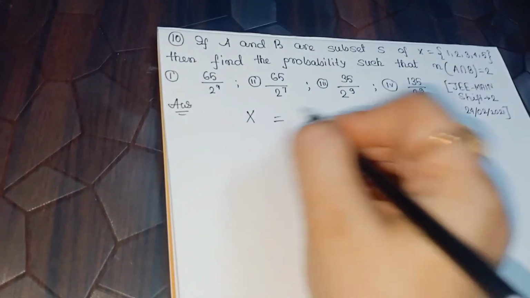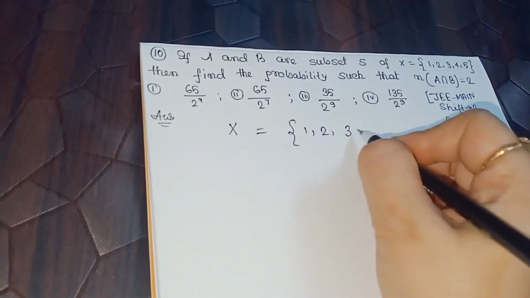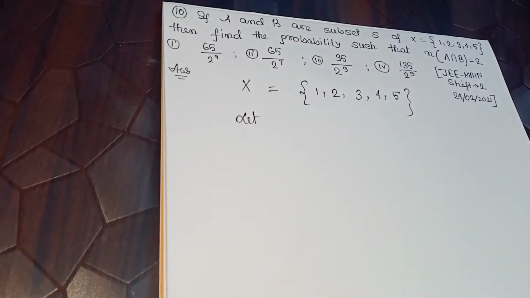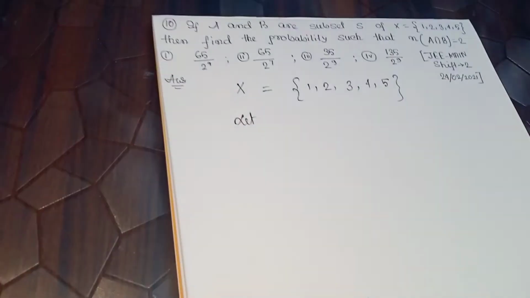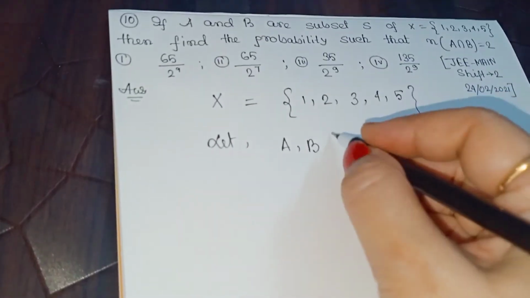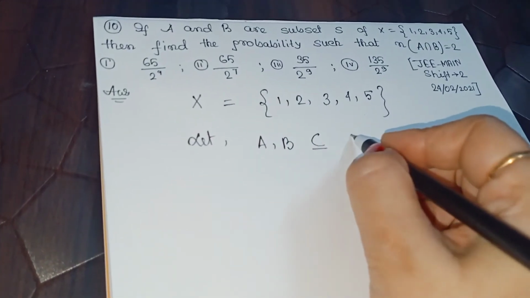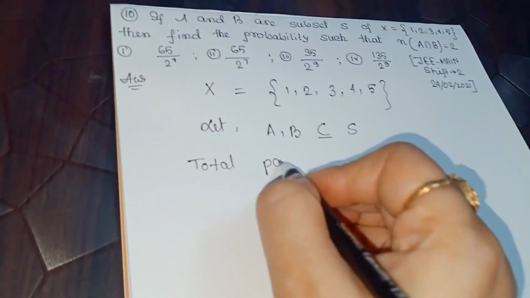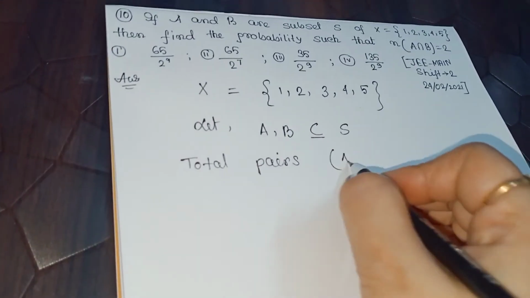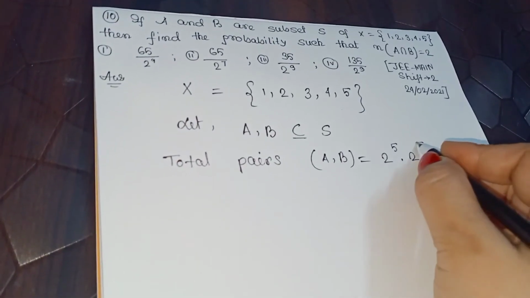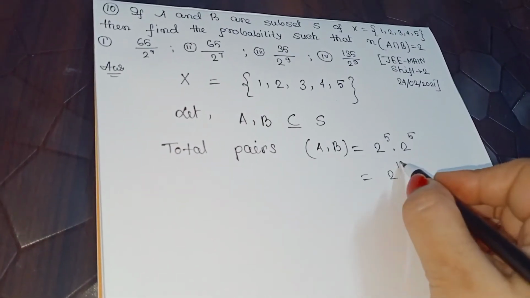The set is given here, that is X is equal to 1, 2, 3, 4, 5, and let A comma B be subsets of S. So the total pairs A comma B is equal to 2 to the power 5 into 2 to the power 5, that is equal to 2 to the power 10.